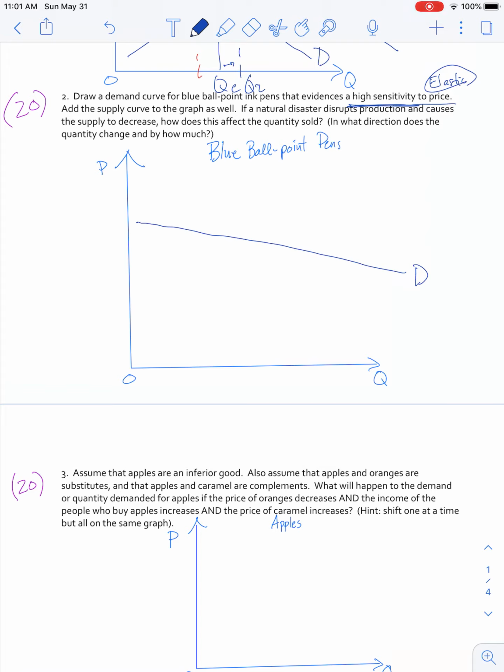Right, so there's my demand for blue ballpoint pens. Notice I already drew the setup, right? Price, quantity, labeled my graph, shares the origin. Now add a supply curve to the graph as well. So we'll add in a supply curve. Here's my initial equilibrium.